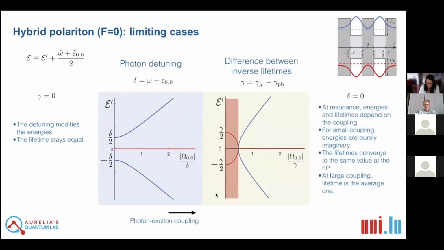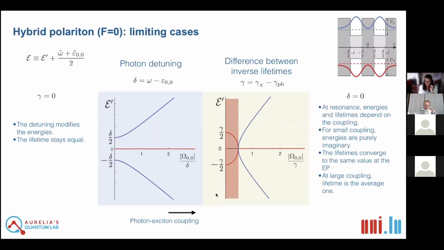Now, if we change the limiting case, and we now look at different lifetimes but the same energy, so the detuning being 0, we can see that both the energies, the real parts, and the lifetimes, the imaginary parts, depend on the coupling. For small coupling in these regions, the eigenvalues are purely imaginary, and all the way to the exceptional points, where then they become purely real. And here, the lifetime at large coupling is the average value of the lifetimes that we have chosen. So these are the limiting cases where we have either no detuning or the same lifetime for the photon and the excitons.